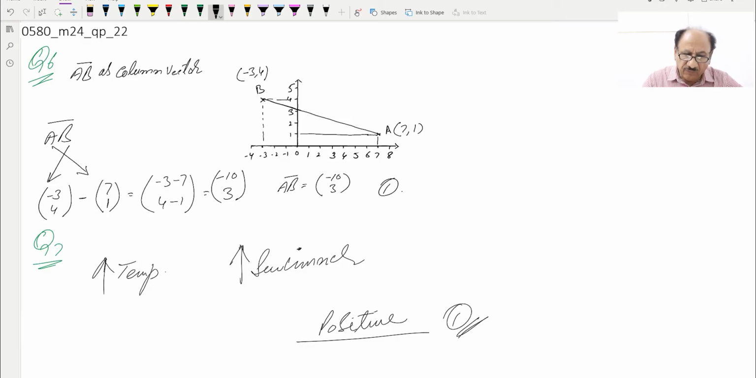And if one quantity is increasing and the other one is decreasing, then this type of correlation will be known as negative correlation. So in this case, both quantities are increasing, and if both quantities are decreasing at the same time, then also it will be positive correlation. So this is the positive correlation question which we have done.